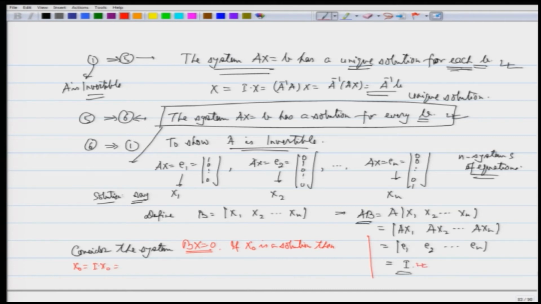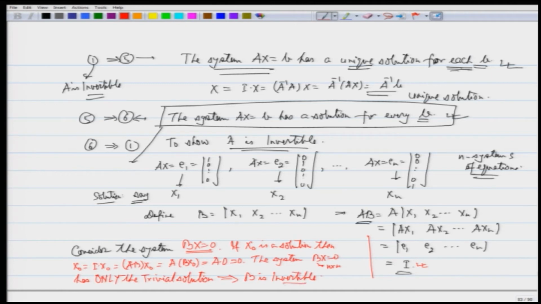Now, we just proved that I is A times B. So, x naught is I times x naught, which is A times B x naught, which is A times 0, which is 0. So, what we are seeing is the system Bx is equal to 0, where B is a square matrix, has only the trivial solution. Is that okay? Since it has only the trivial solution, by what we had proved, that 1 implies 2, 2 implies 3, 3 implies 4 and 4 implies 1, the first part implies that B is invertible.